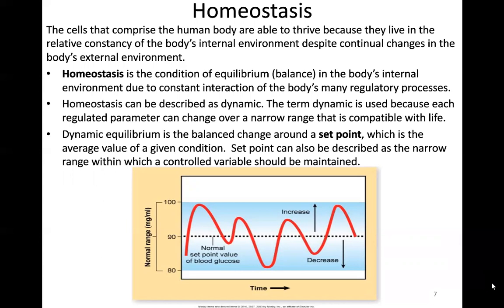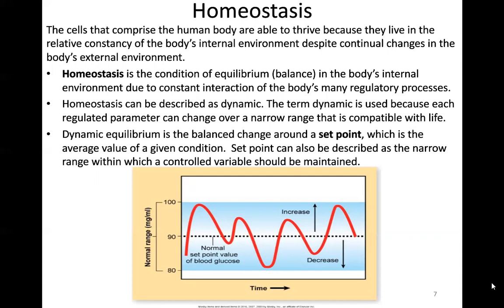All right, finally we get to define that term homeostasis. Okay, reading through. The cells that comprise the human body are able to thrive because they live in relative constancy of our body's internal environment, despite continual changes in our body's external environment. In other words, we are able to have relative balance even though we are constantly being disrupted.